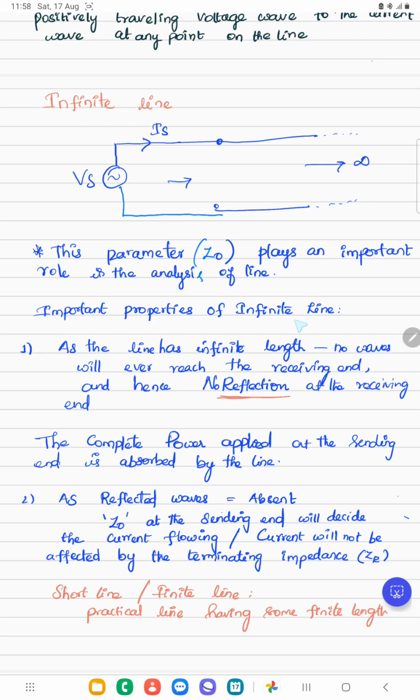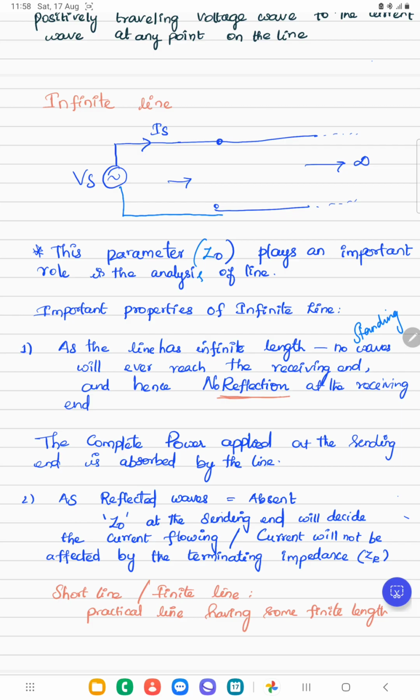What are the important properties when we are dealing with an infinite line? As the line has infinite length, the waves will never reach the receiving end and hence there is no reflection at the receiving end, so there are no standing waves. The complete power applied is absorbed by the line. This is the concept of an infinite line. As reflected waves are absent, the Z0 at the sending end will decide the current flowing, and the current will not be affected by the terminating impedance ZR.